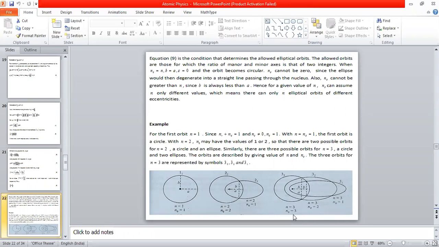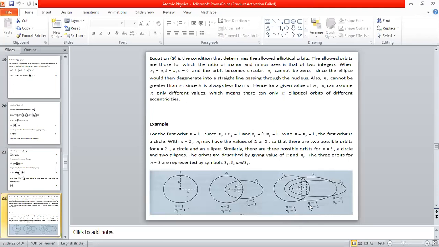Okay, or I'll go the other way, look: nφ can be given 3, nφ can be given 2, nφ can be given 1, for the n is equal to 3 case. If I give nφ is equal to 3, 3 by 3 is 1, b by a is equal to 1, so therefore b is equal to a. So therefore n is equal to 3 and nφ is equal to 3 is again a circular orbit.